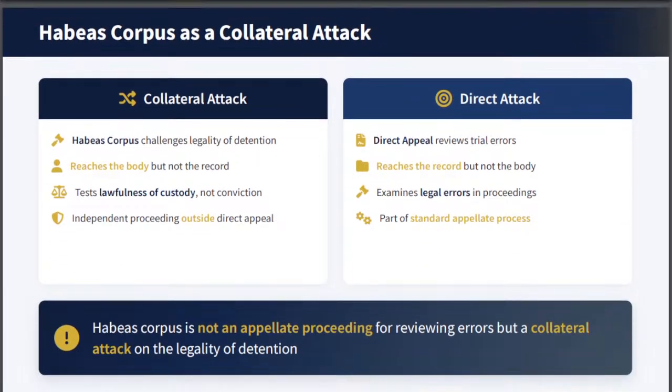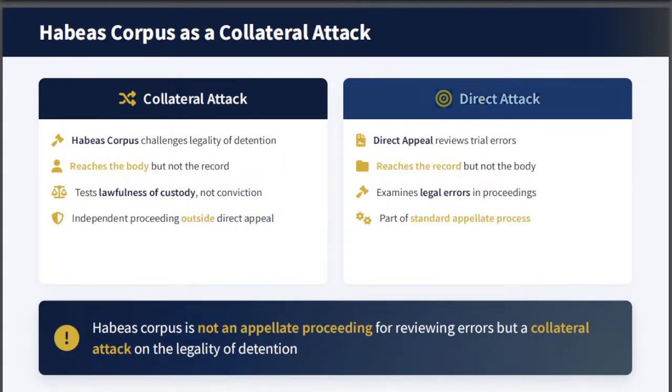Now we're back to habeas corpus as a collateral attack. So here's our collateral attack explained. Habeas corpus challenges the legality of detention. It reaches the body, but not the record. It tests the lawfulness of custody, not the conviction. The lawfulness of just the custody. It is an independent proceeding outside direct appeal.